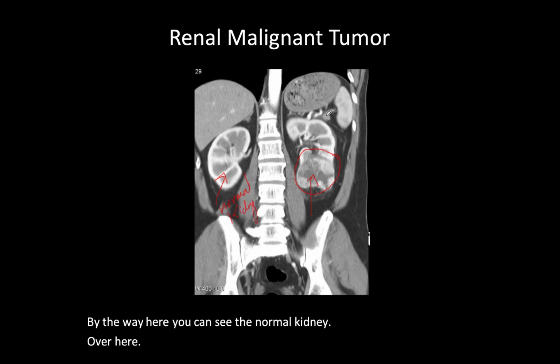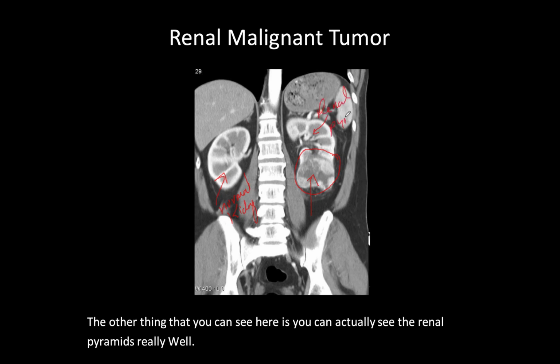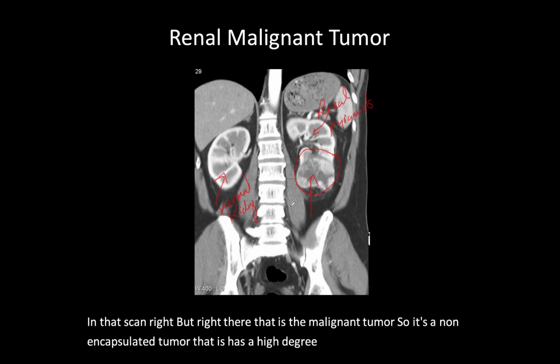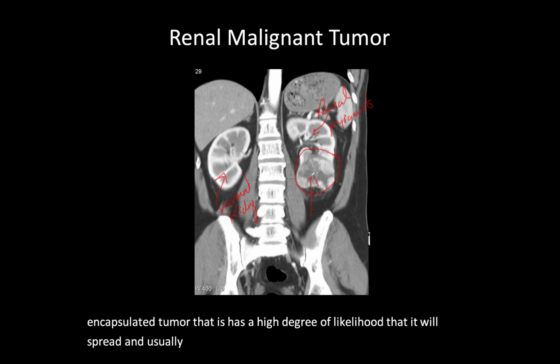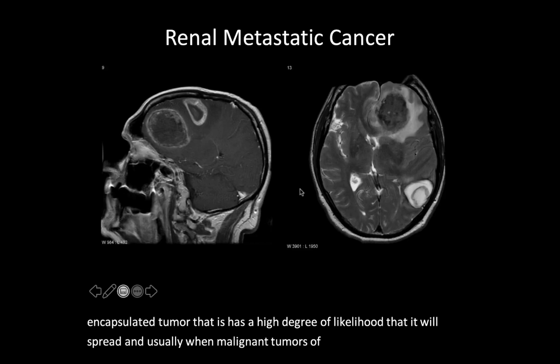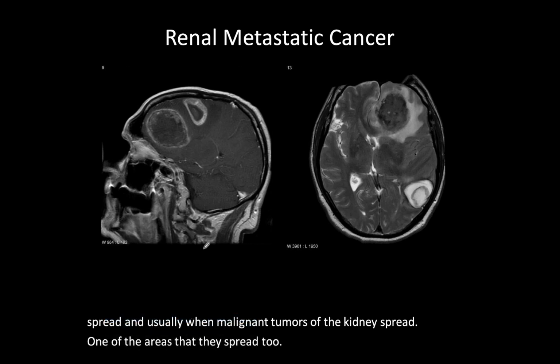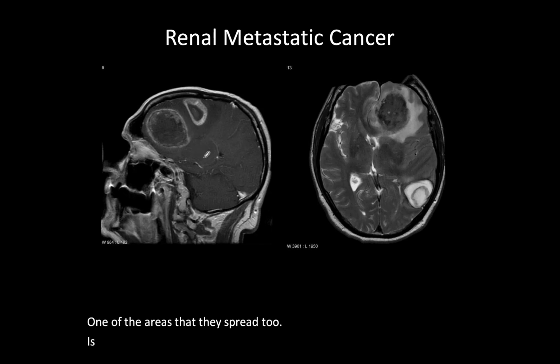And by the way, here you can see the normal kidney over here. The other thing that you can see here is the renal pyramids really well in that scan. But right there, that is the malignant tumor. So it's a non-encapsulated tumor that has a high degree of likelihood that it will spread. And usually when malignant tumors of the kidney spread, one of the areas that they spread to is the brain.